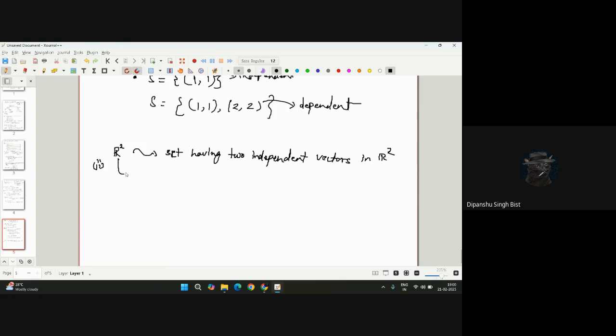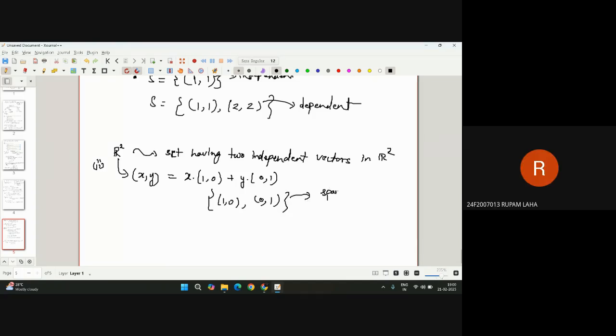Can I represent it mathematically as well? Yes. Any point in R2 is x comma y, right? So I can say that any x comma y could be represented as x times 1 comma 0 plus y times 0 comma 1. So these two vectors, 1 comma 0 and 0 comma 1, can span the entire R2. I'm calling it the spanning set for R2. But if you then add 1 comma 1, that will be a linear combination of the first two.